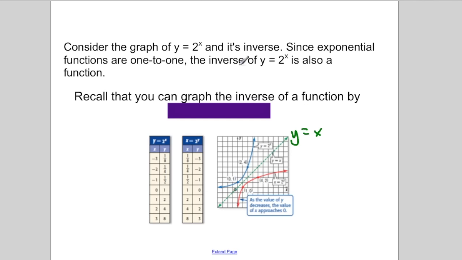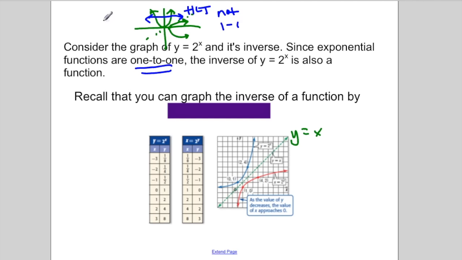Since exponential functions are 1 to 1, the inverse of y equals 2 to the x is also a function. What that means is if we had our parabola, and we did the inverse of that, it would look something like this, going across that line. Would this be a function? No, it would not. To be 1 to 1, you have to pass your horizontal line test. To be a 1 to 1 function, which means only one y for every x, you'd only be able to touch one point at a time. So this one fails the horizontal line test, which means it is not a 1 to 1 function. Still a function, but it's not 1 to 1.